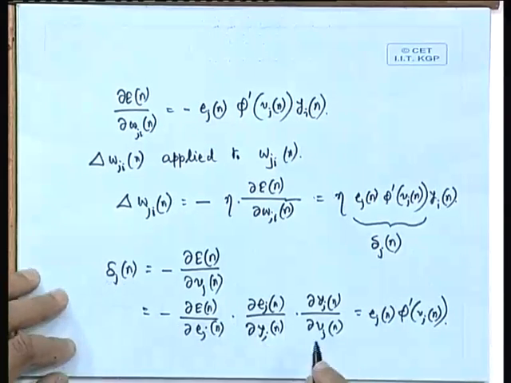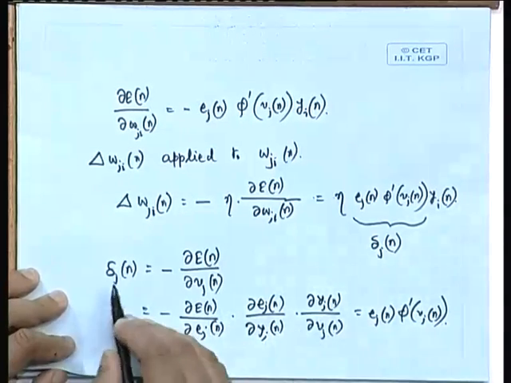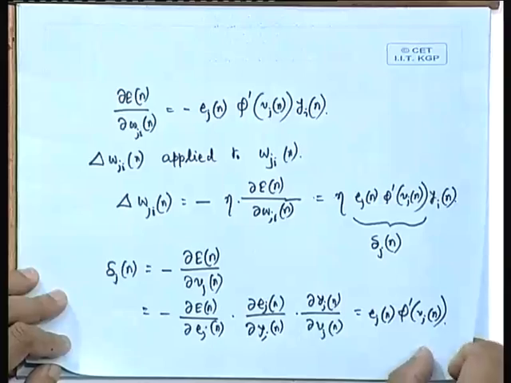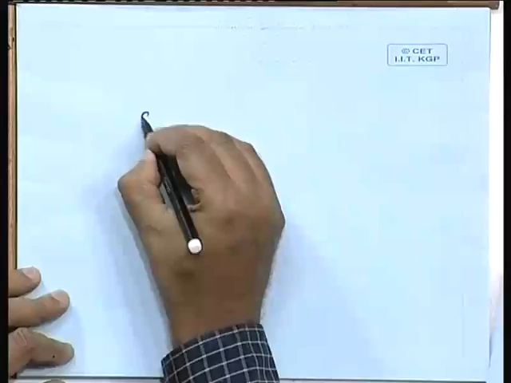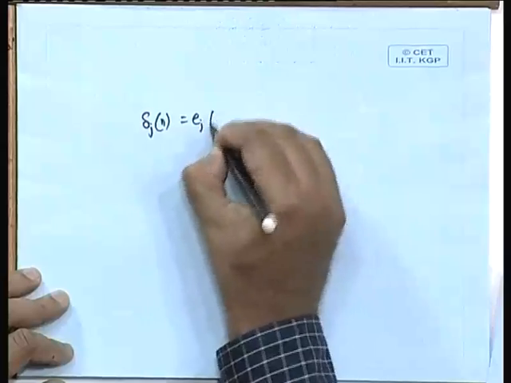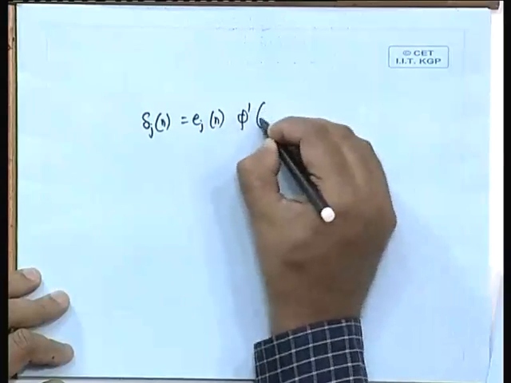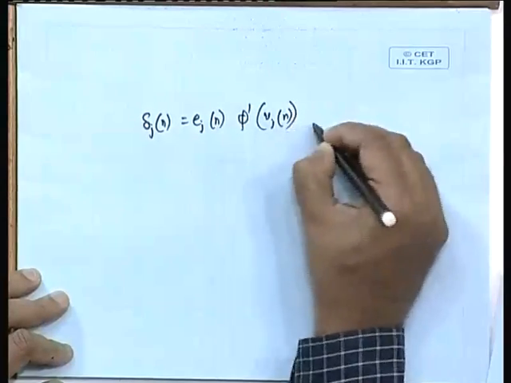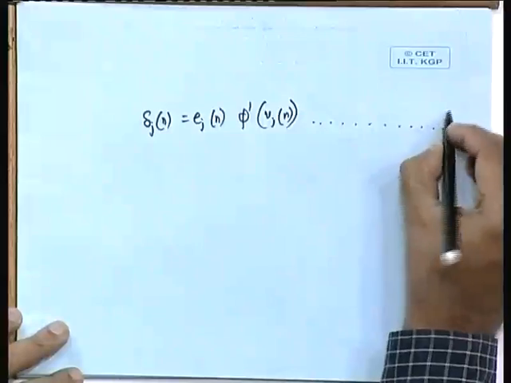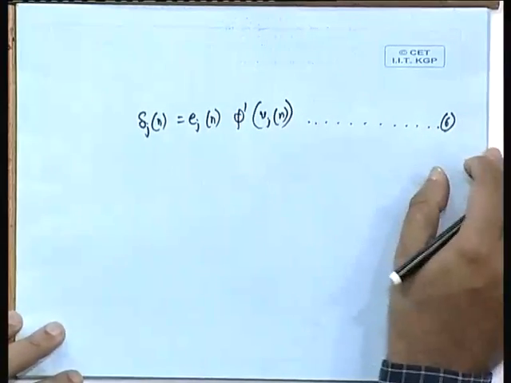So this is an important expression. So this is delta j, I will write it down in the next page. Okay. So, this will be equal to delta j n equal to Ej n phi dash Vj n. So, this is our equation number, I should call it as 6 because we have already gone up to 5. So, this is going to be our equation number 6.